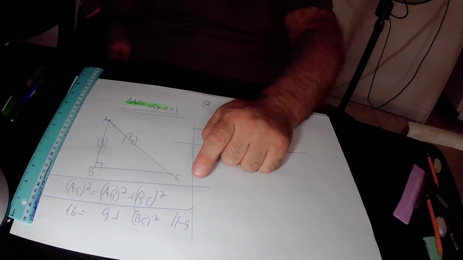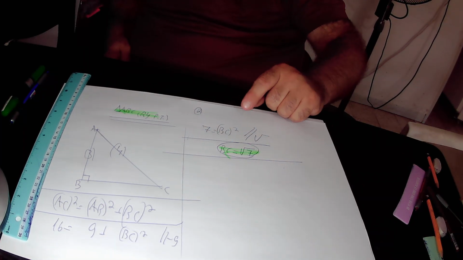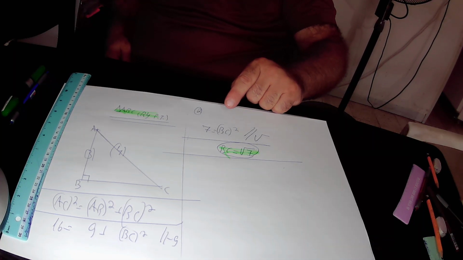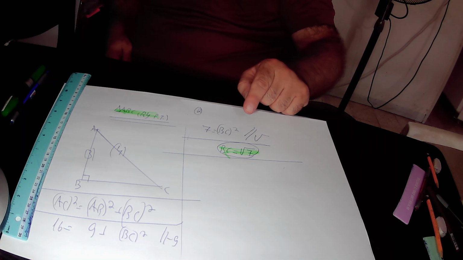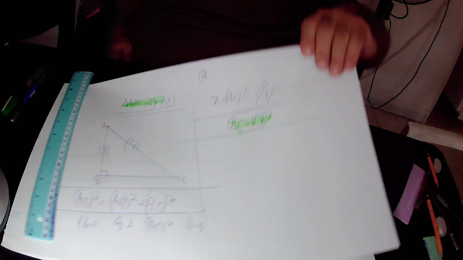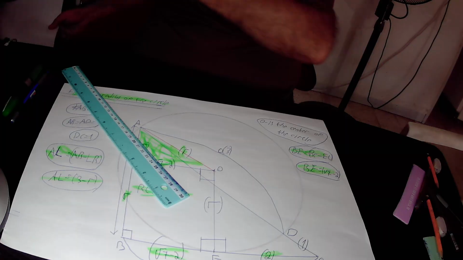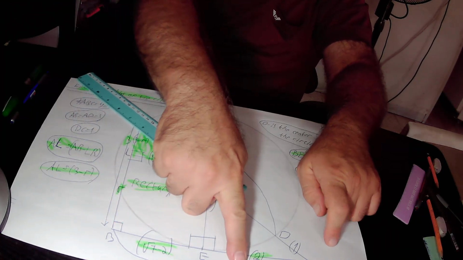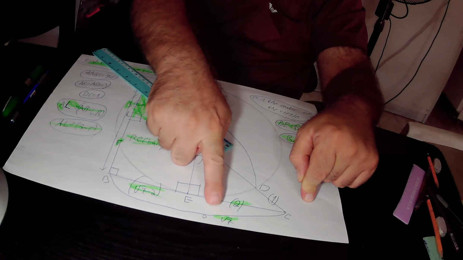Here we subtract the 9 from this equation, and we found out that BC squared equals 16 minus 9, that is 7. So BC squared equals 7. Here we took the square root of this equation and found out that BC equals the square root of 7 units in its length. So this is side BC, that equals the square root of 7 units in its length.